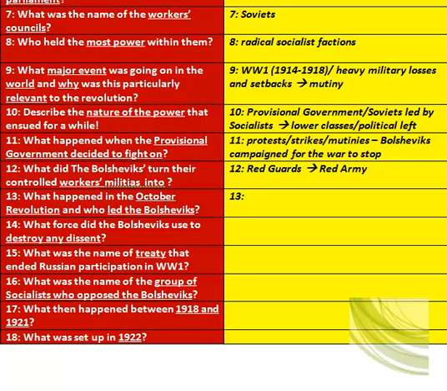Right, number 13, ladies and gentlemen. What happened in the October Revolution, and who led the Bolsheviks? Right, now what happened in the October Revolution was that the Soviets overthrew the provisional government. I say provincial government. Provisional, get it right, not provincial.